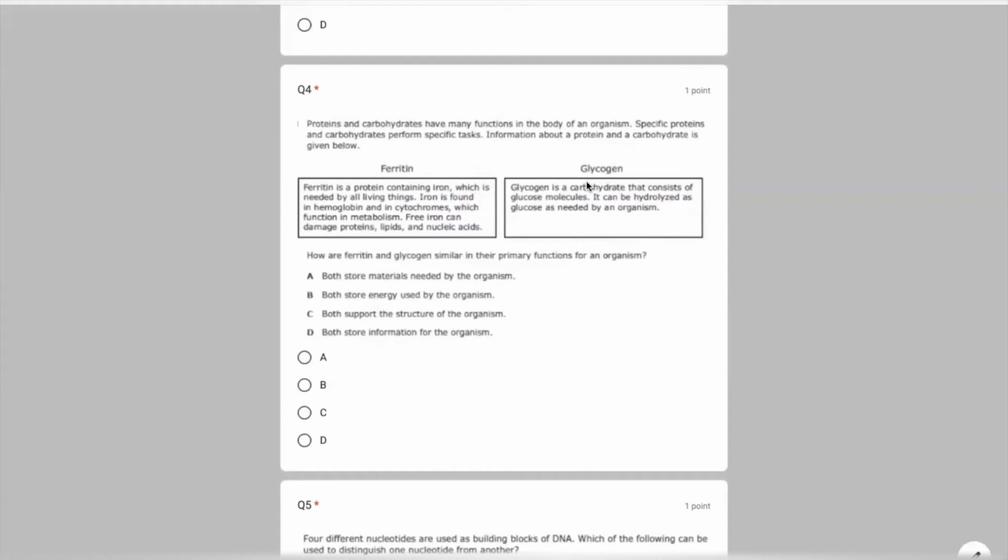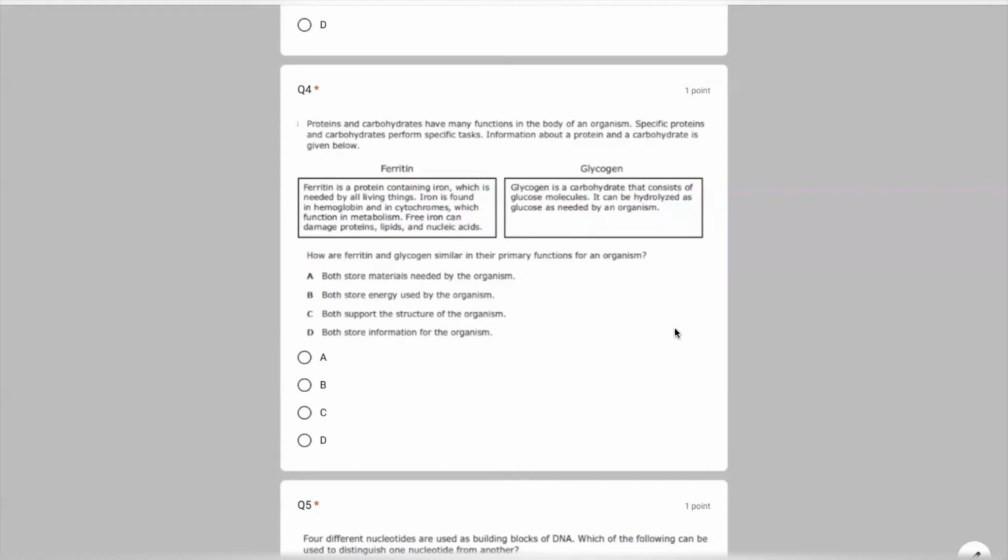Both store energy used by the organism. You're thinking that's correct because glycogen is a carb. But wait, ferritin is a protein. The biomolecules that store energy are carbs and lipids. Protein is not a main one that stores energy. So B would be out.